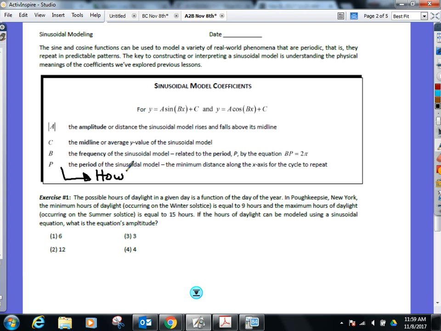Period versus frequency. Period, I can't put it any simpler: how long it takes to make one cycle. Okay, how long it takes to make one cycle, one rotation, however you want to refer to it. All right, that is what period is. How long it takes to make one cycle or rotation.